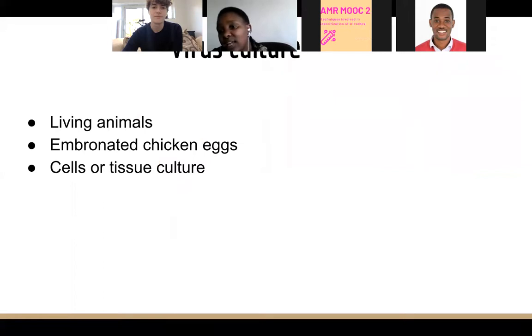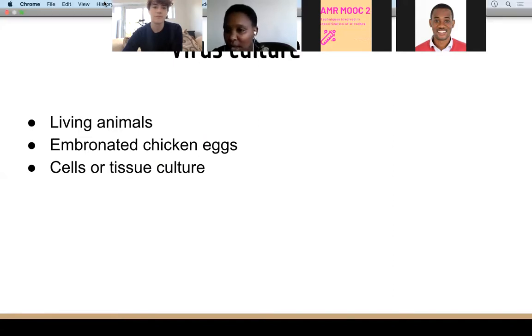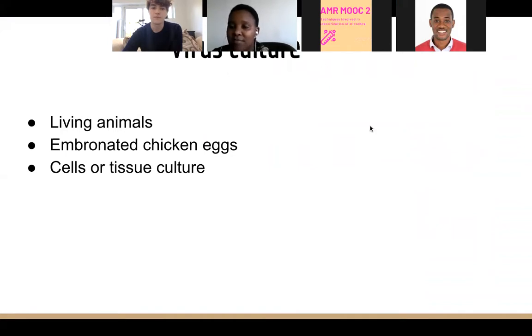Coming to the culture of viruses, here we have a different case. Unlike bacteria, we do not use media to grow them. As we all know, a virus is normally dead when outside a living organism. So in order to make it alive, you must have a live cell or a live organism. There are 3 ways that you can use to grow viruses.